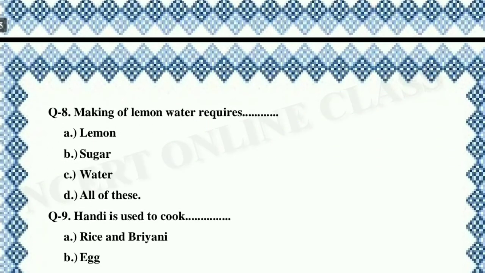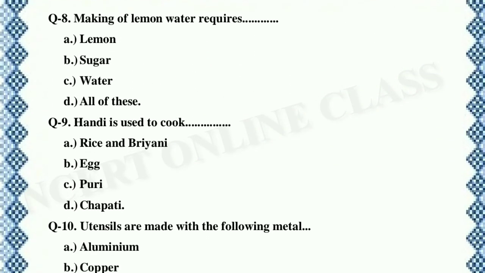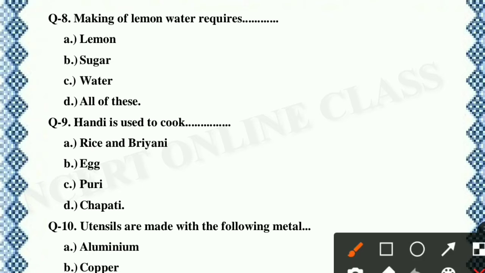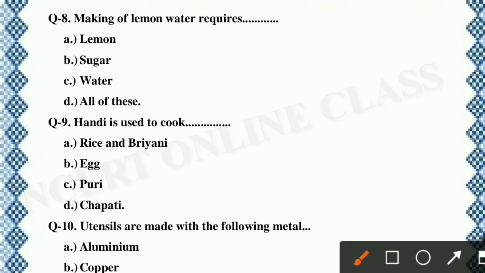Then question 8, making of lemon water requires. When we need to make lemon water, we need lemon, sugar and water. All of these, all 3 options. Then question 9, handi is used to cook what? Rice and biryani, egg, puri, chapati. Option A is the correct answer.